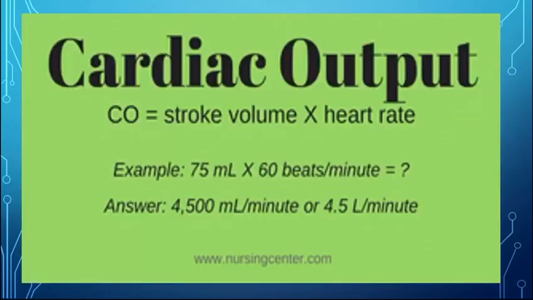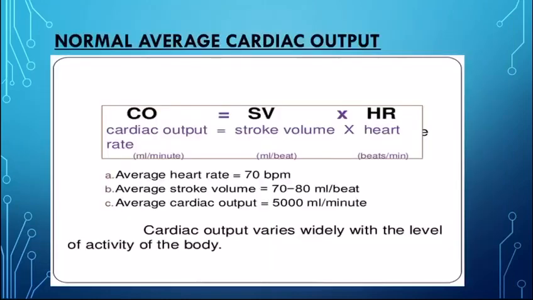So on average, the stroke volume is normally 70 to 80 ml, while the heart rate (HR) is 70 beats per minute. To calculate the average cardiac output, we get the answer 5000 ml per minute, or 5 liters per minute. So cardiac output varies widely with the level of activity of the body also.